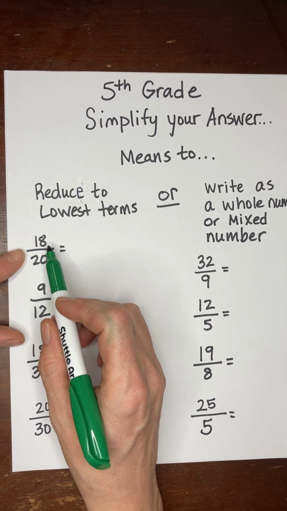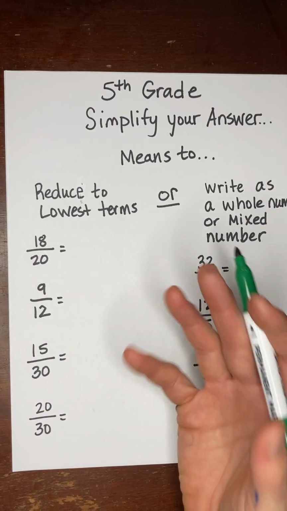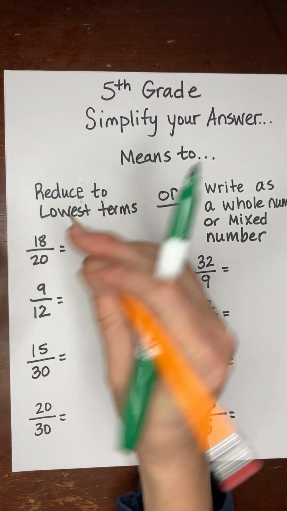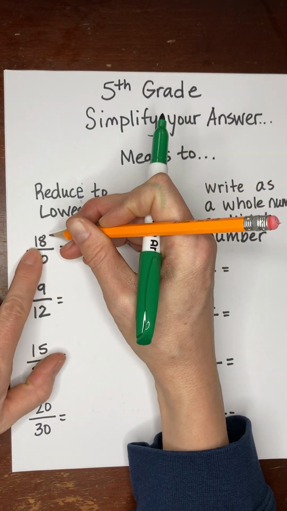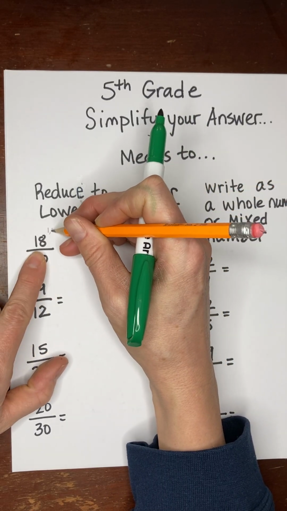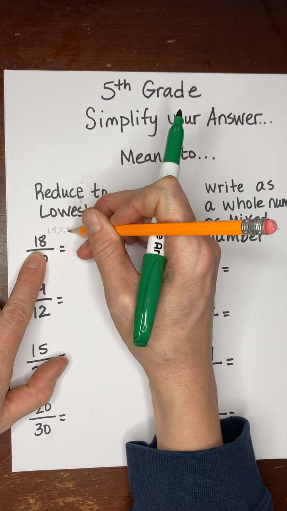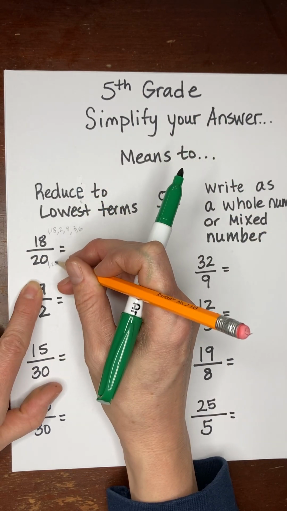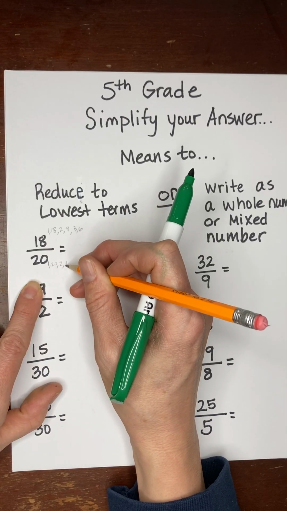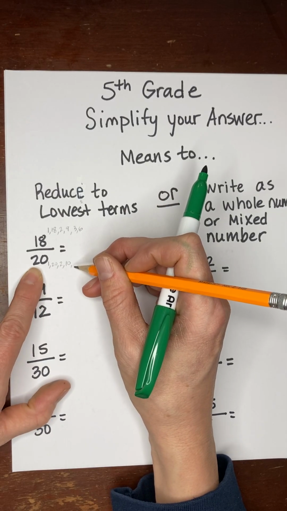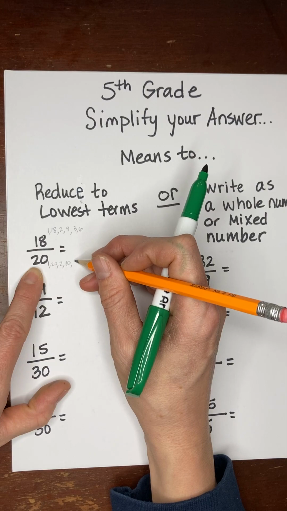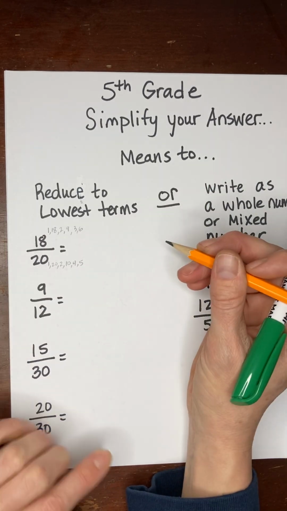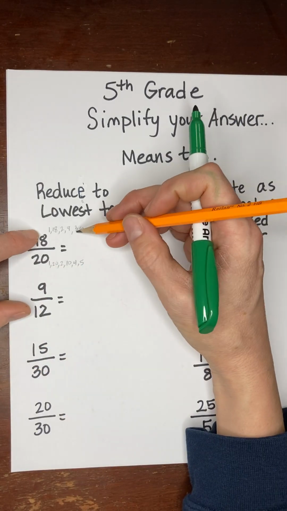Okay, so let's do this. 18 and 20. What we're looking for is a number that goes into both. Now, ideally, this would be the biggest number that goes into both, okay? So let's see how we would do that. 18, we've got 1 times 18. We've got 2 times 9. We have 3 times 6. How about 20? 1 times 20, 2 times 10. 3 doesn't go in, 4 doesn't go in, 5 goes in. Oh, 4 goes in. What am I thinking? 4 and 5.